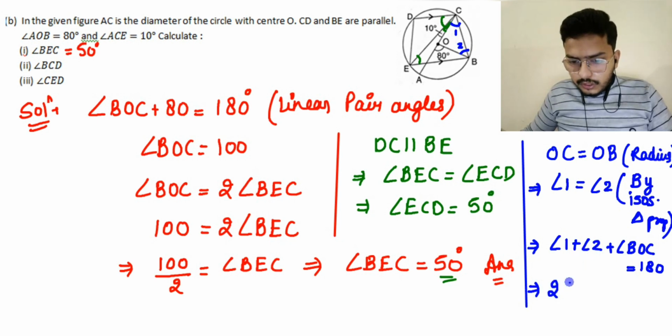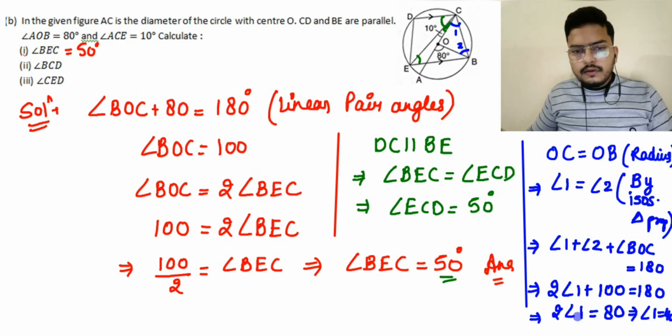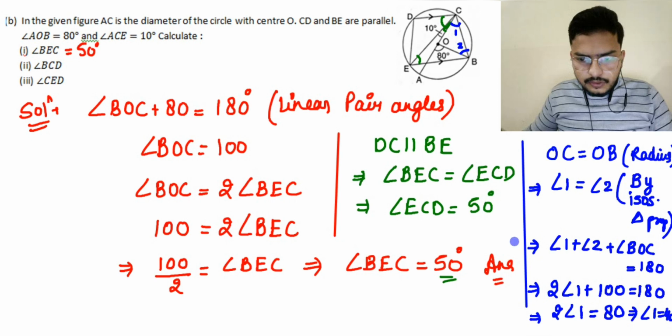So 2 times angle 1 plus BOC is what? Already we found BOC is 100. So 2 angle 1 plus 100 is equal to 180. So we can easily say that 2 angle 1 is equal to 180 minus 100, which is 80. So from here angle 1 is 40 degrees, right? So angle 1 is 40 degrees.